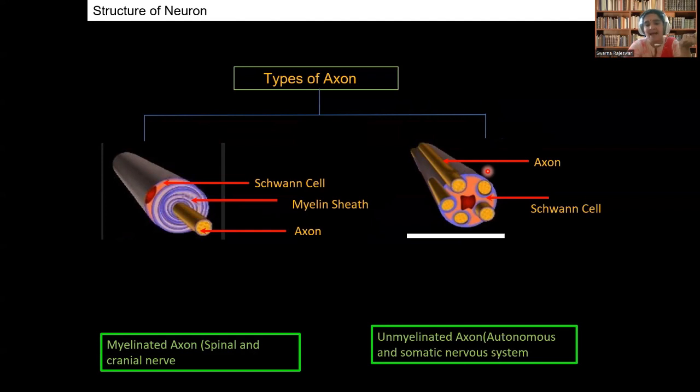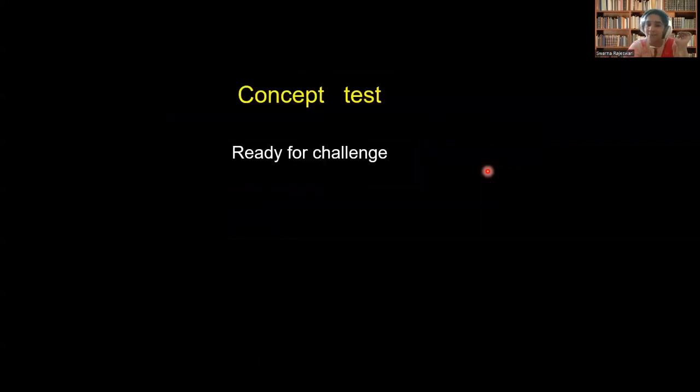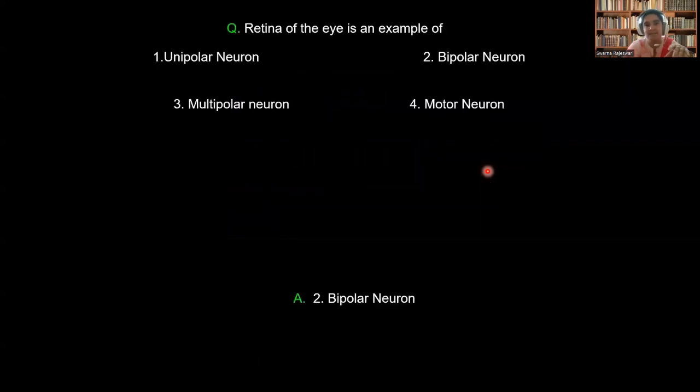Whereas unmyelinated axon doesn't contain the myelin sheath, and it is present in the autonomic as well as somatic nervous system. It means the axon is not surrounded by the myelin sheath.